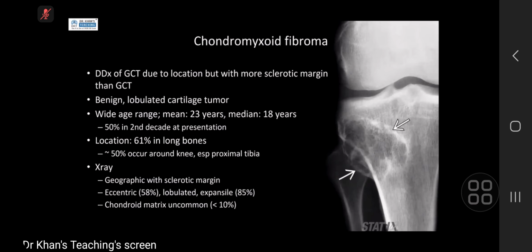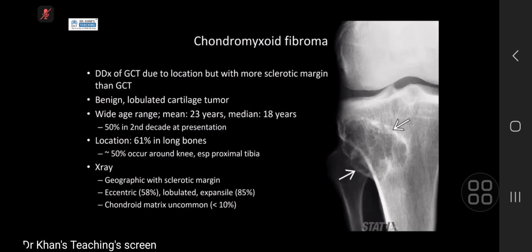Differentials, as you can see on this slide, for GCT include chondromyxoid fibroma. In this example, you can see that sclerotic margin, and it appears a little bit more lobulated than the previous example of the GCT. There's a wider age range, but you tend to see these predominantly within the second decade of life.